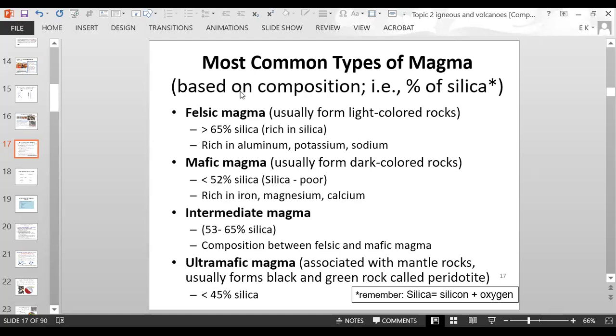Are these different from felsic lava and mafic lava? These are the same, it's just that felsic magma would be underground and felsic lava would be above ground.